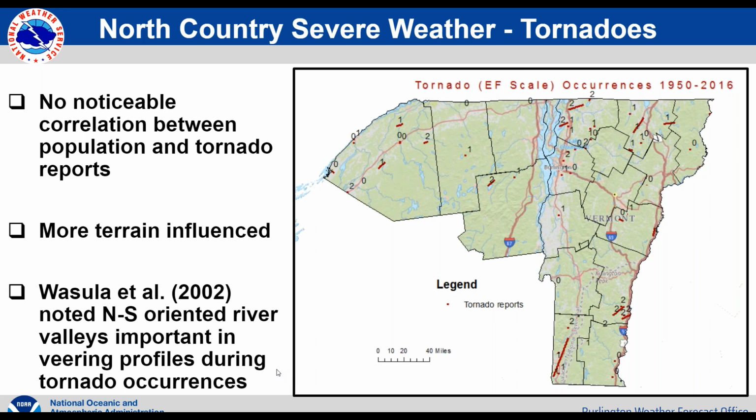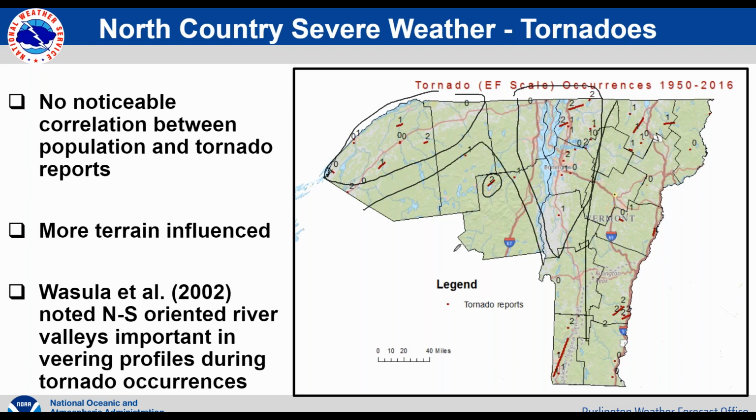There's not much of a correlation between population and tornado reports. It's really more terrain influenced. So I'll just highlight here the St. Lawrence Valley and the Champlain Valley as being the primary areas. Mountains act to disrupt circulations. That's not to say you can't get a tornado out in the Adirondacks, but typically your valleys are going to create more conducive environments for tornadoes.